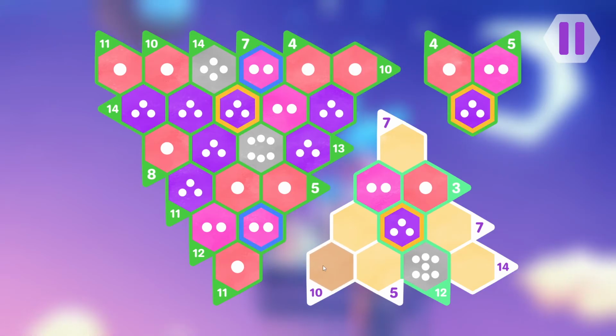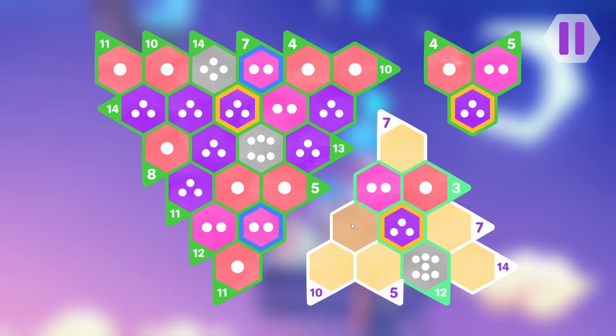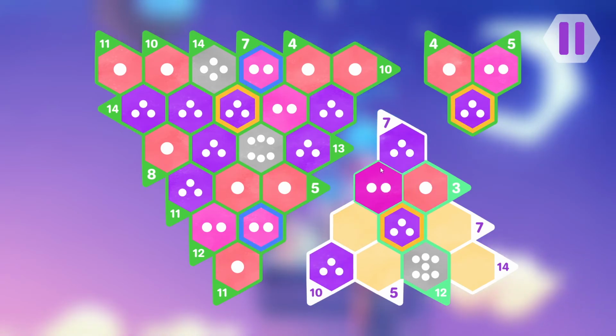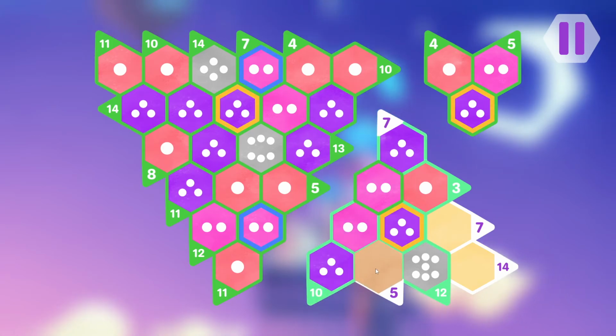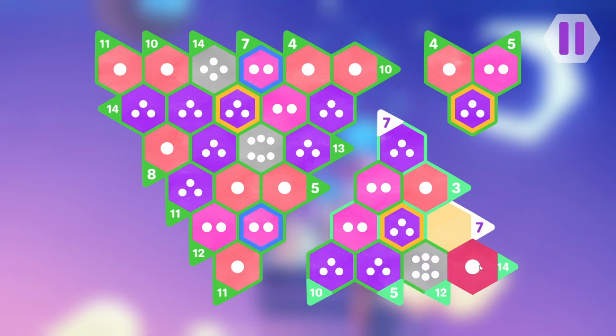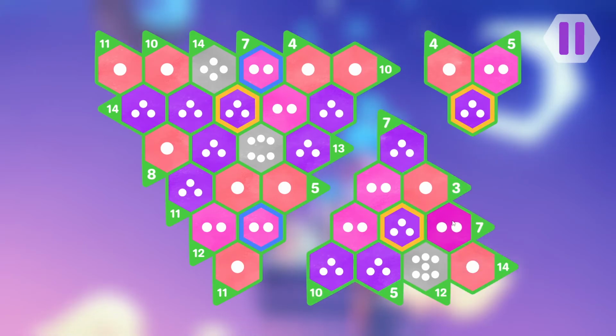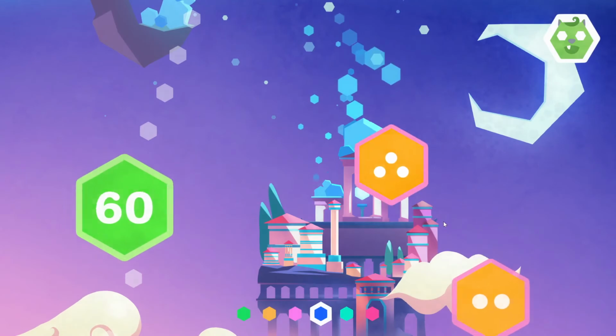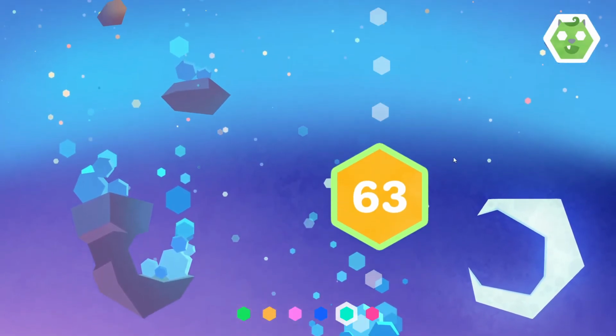Can they be 1? No, because it will be only 4 and we have 6. Can they be 2? No, we'll have 4 here, so they are 3. We should leave this cell to be 2. This will remain 3. We have 6, so we've finished this 14. Come on, 1. And we finish. Okay, let's move up.